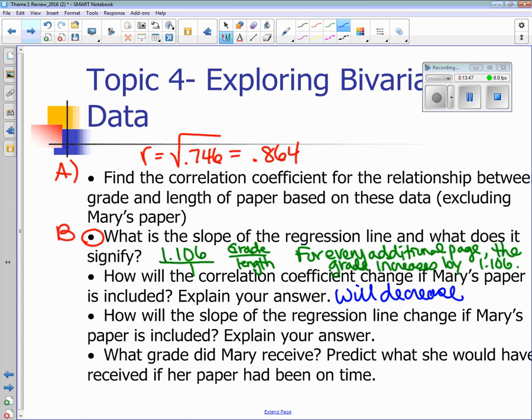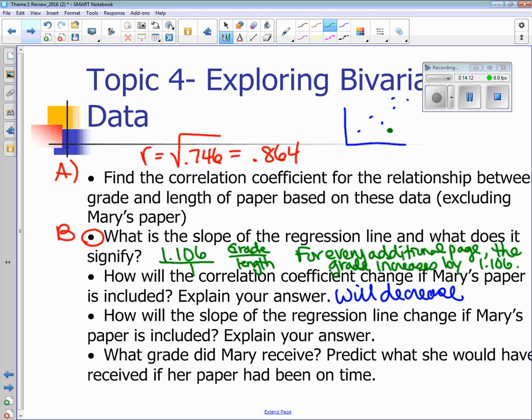Okay? How about the slope? Think back to if I was going to draw this. We have people's papers, and then we have Mary, right? She's down here. Her grade's out of the trend line. What's going to happen to the slope? Again, use the words properly. What kind of descriptive words are we going to use?